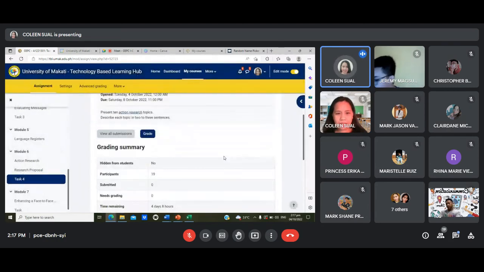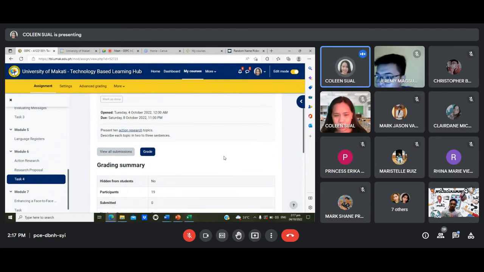Present 10 action research topics and describe each topic in 2 to 3 sentences.